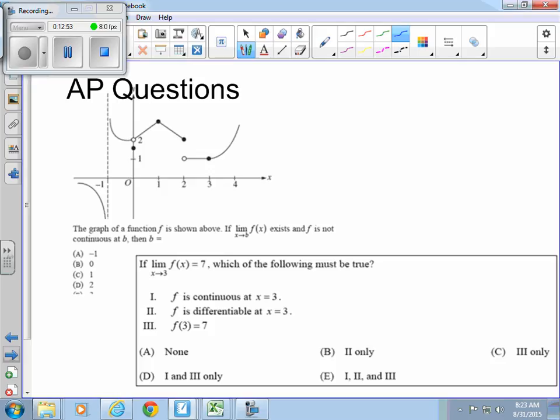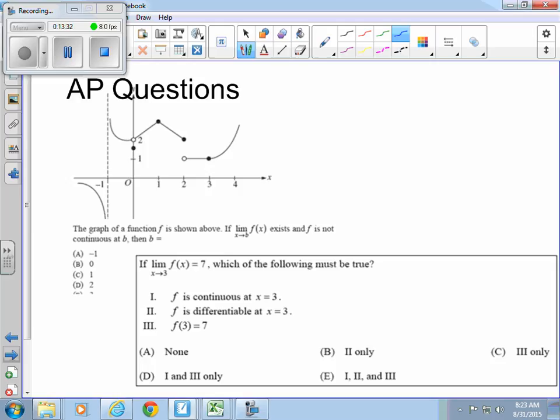So here are some AP questions from continuity. First we're going to do some multiple choice. I'm going to read those to you, I know they're kind of small. The first one says the graph of a function f is shown above. If the limit as x approaches b of f of x exists, and f is not continuous at b, then what value is b? So this is kind of going back to what is continuity. It's more of a limit question than a continuity question. It says the limit as x approaches b exists, but the function is not continuous.